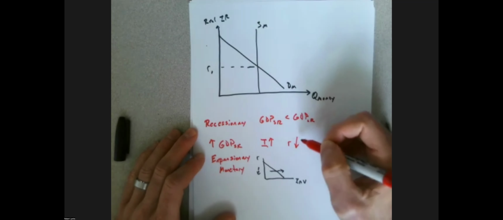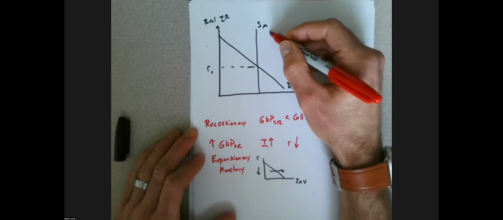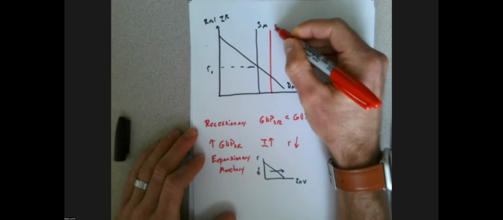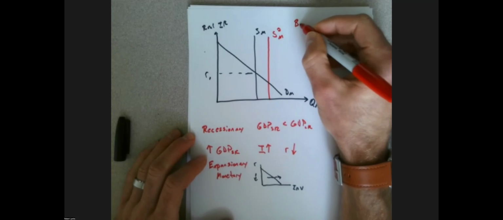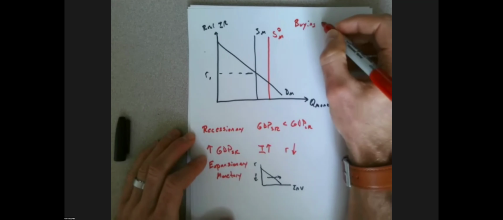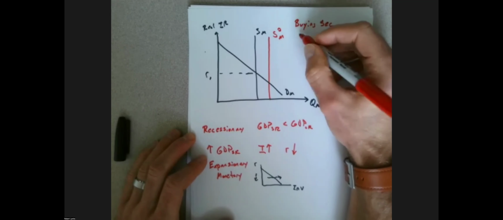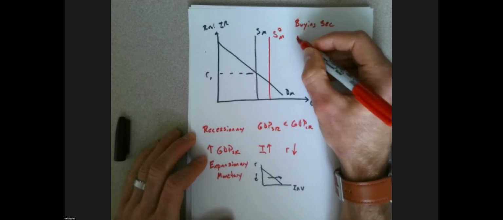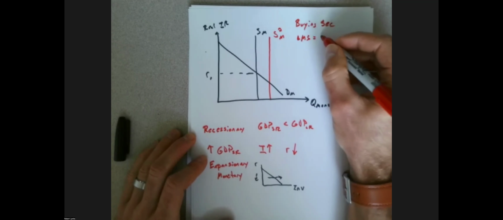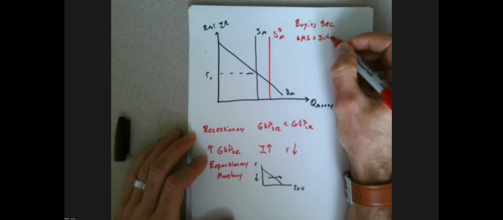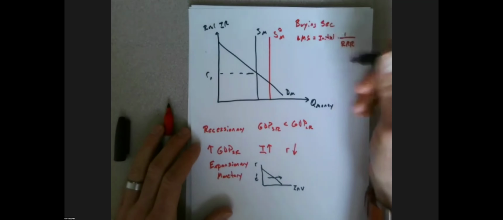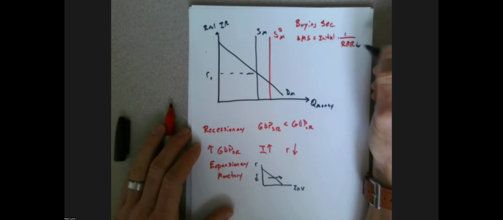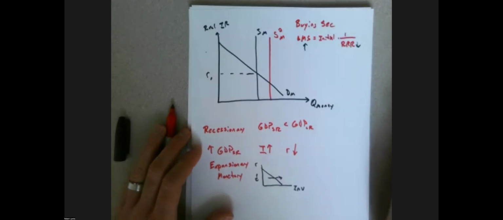So I want to lower interest rates. So what am I going to do? I'm going to increase the supply of money. How can they do that? Well, they can inject more money into the economy by buying securities. Or remember, we said the change in the money supply was whatever that initial amount banks had to loan out times 1 over the required reserve ratio. So if I want to increase that money supply, I actually want to decrease the required reserve ratio.